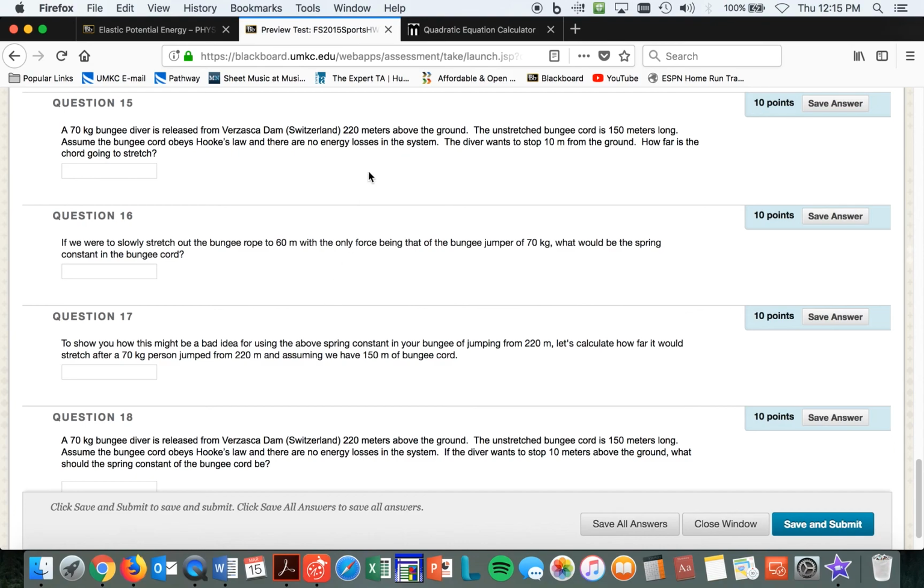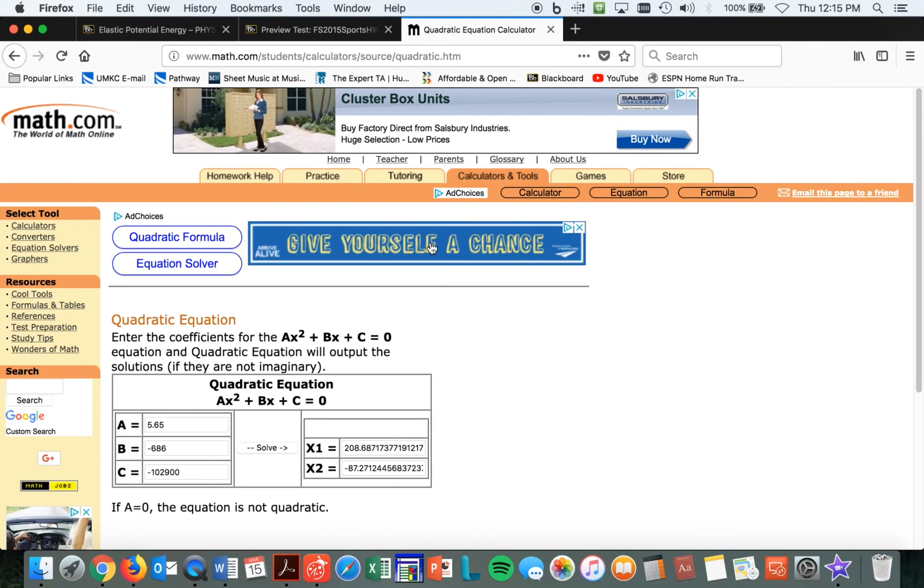I'd go to my quadratic solver, plug in my values, and the positive number I get is 208 meters is how far that thing's going to stretch, or about 209. I gave you plus or minus 20. All right? Okay, knock yourselves out. Have fun with that.